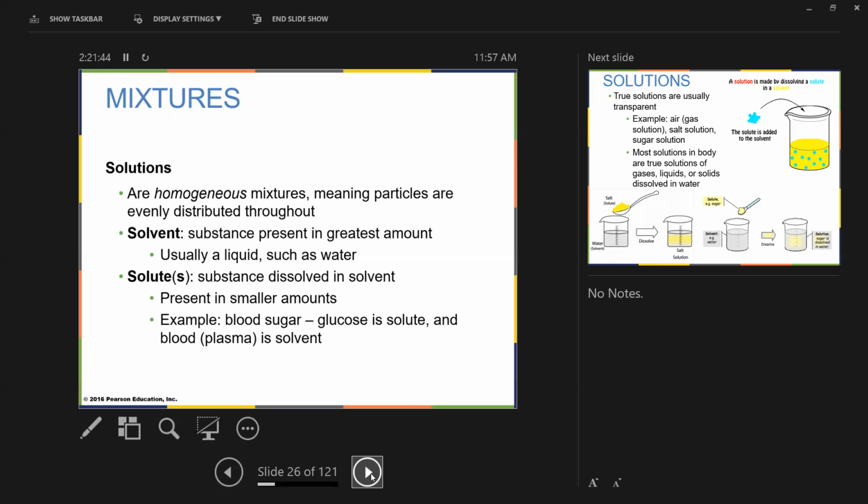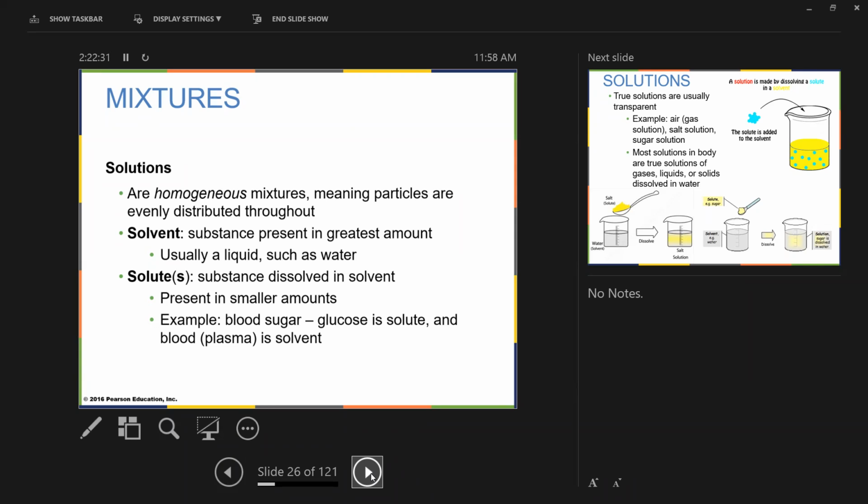You can take the coffee and run it through a filter that is small enough to separate out the coffee particles from the water. If there's creamer in it, you could separate out the creamer from the coffee and from the water. Mixtures can be separated. A solution is made up of a solvent and a solute. A solvent is the dissolving medium. In our bodies, it is usually always water. The solvent is what dissolves the solute.